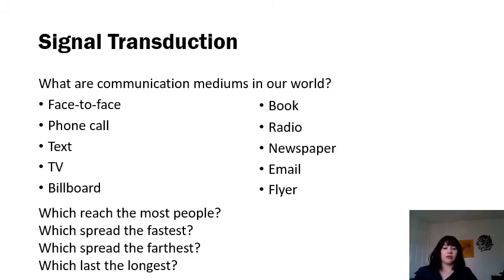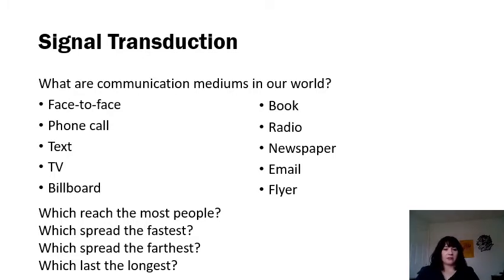Which of these reach the most people at once? Maybe a spam email could do that, right? TV would reach a lot of people, potentially. Which would spread the fastest? Email is almost instantaneous. TV can be live as well. Some of these things take longer, like a book or a newspaper to produce.